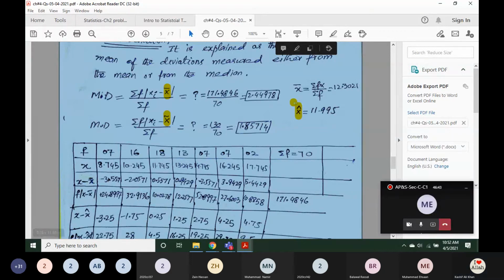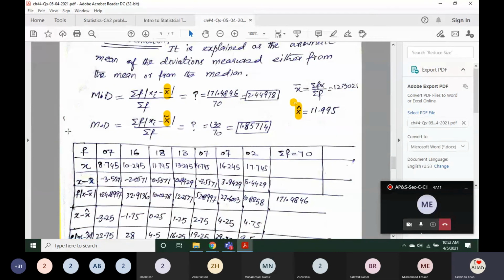मॉडुलस. तो जितने भी डेविएशन की वैल्यूज हैं, इन सब का मॉडुलस लेके इनको बारी बारी उनकी रिस्पेक्टिव फ्रीक्वेंसी के साथ मल्टीप्लाई करते जाएं, एंड एट द एंड ऐड देम. You get the total summation 171.4846 and divided by 70. So mean deviation is 2.44978. So basically that is the third measure of dispersion.